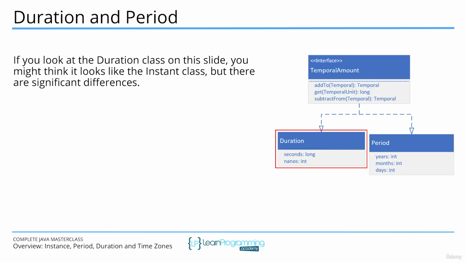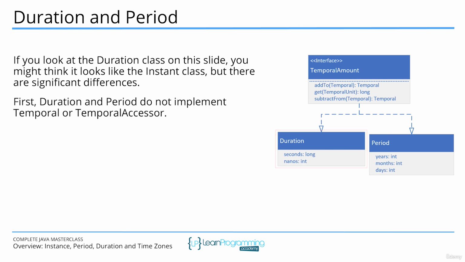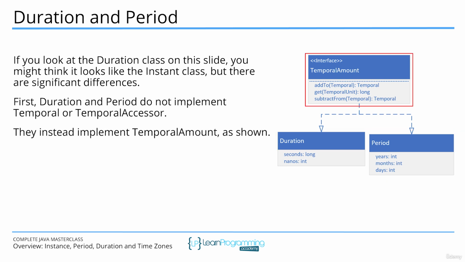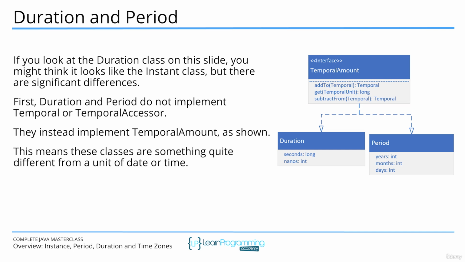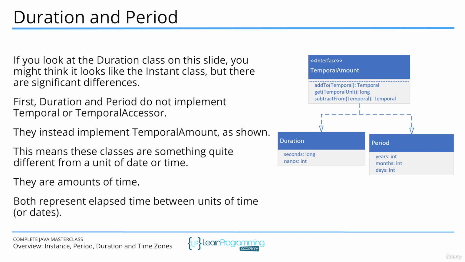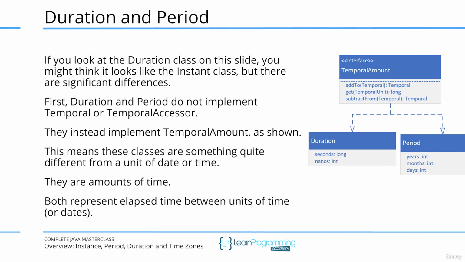If you look at the Duration class on this slide, you might think it looks like the Instant class, but there are significant differences. First, Duration and Period do not implement Temporal or TemporalAccessor. They instead implement TemporalAmount as shown. This means these classes are something quite different from a unit of date or time. They are amounts of time, or time counters if you like. Both represent elapsed time between units of time or dates.